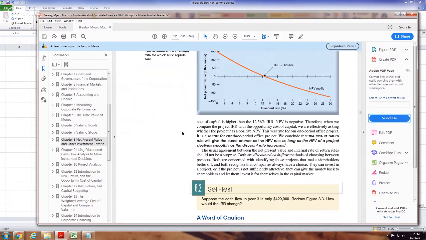That's not a scenario curve. There's only really one point that matters, the point where IRR creates an NPV of 0. That's what's really important.